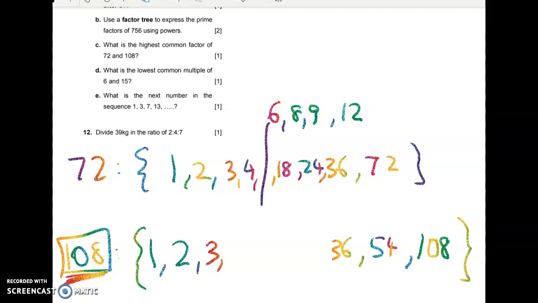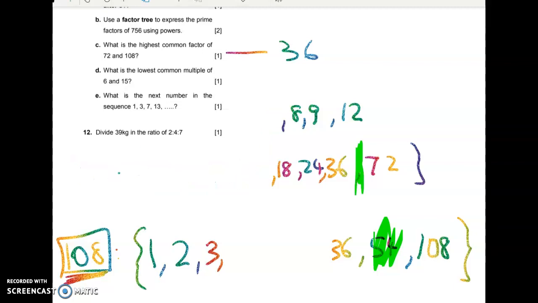So we actually don't have to go any further, right? Because we're looking for the highest common factor, and we can see 54 is not in there. Not in both. But 36 is in both. So the highest common factor here is going to be 36.